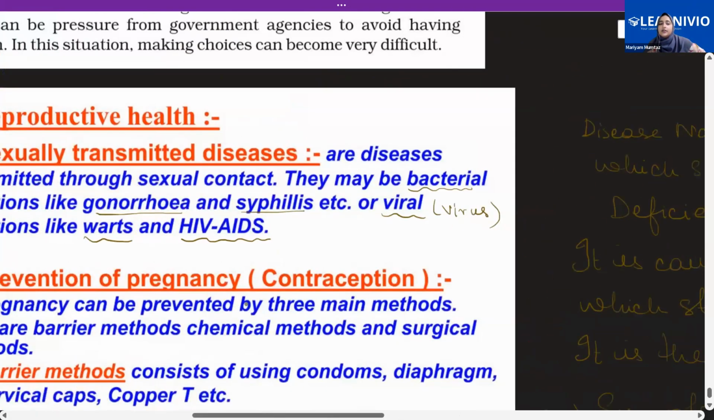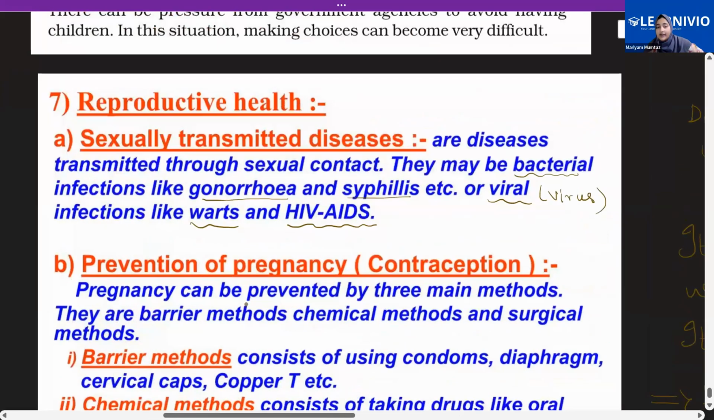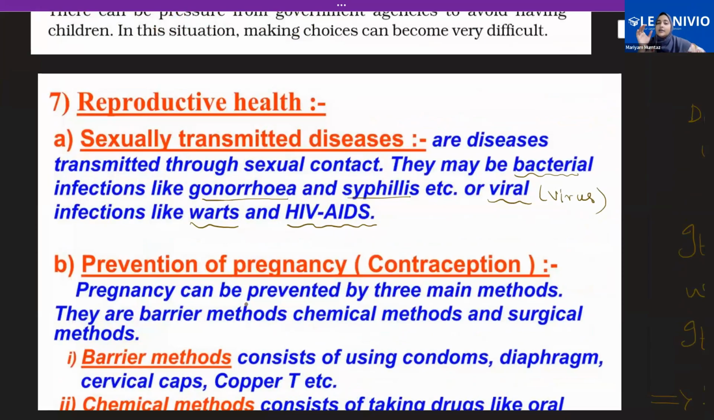Now furthermore, talking about how a person can prevent themselves from sexually transmitted diseases, the first thing is that the person must not engage in having multiple sexual partners. Right? That is the key to being protected from sexually transmitted diseases.